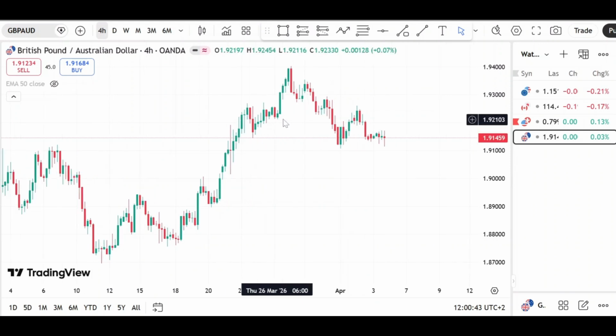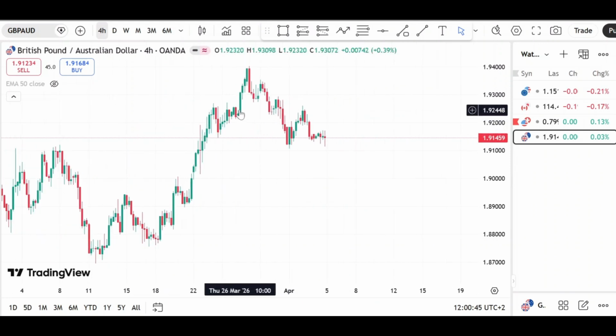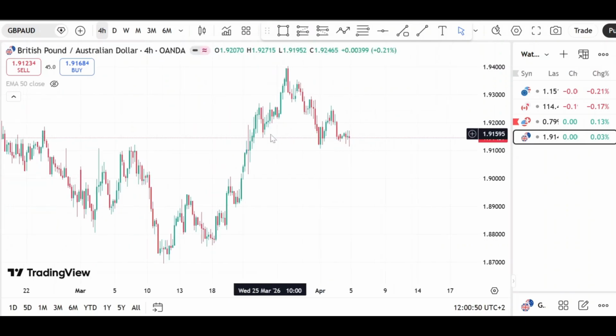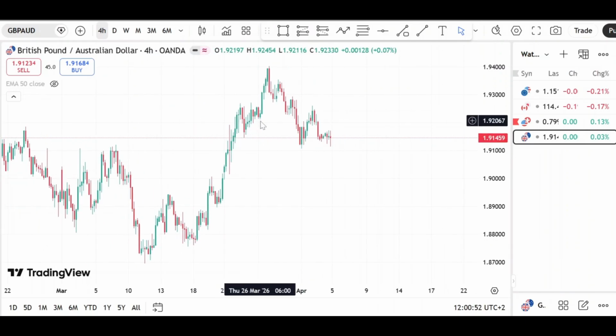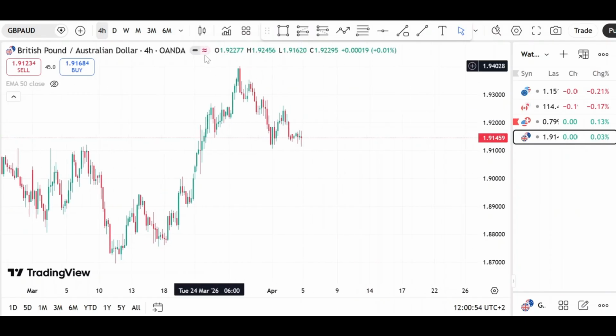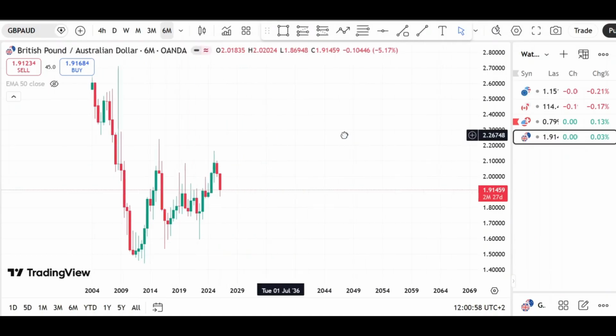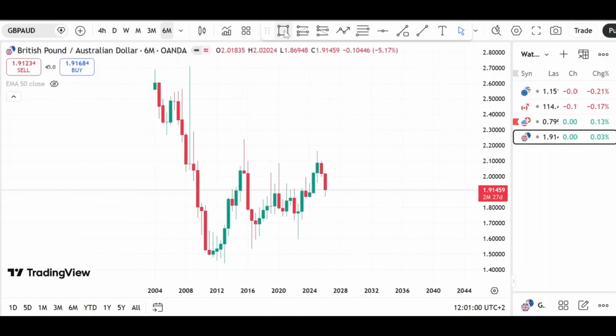Weekly breakdown. Welcome to the GBP/AUD. We are going to start with the weekly breakdown. The last month, March, was the most difficult trading month. So let's try this April and see what we can get.